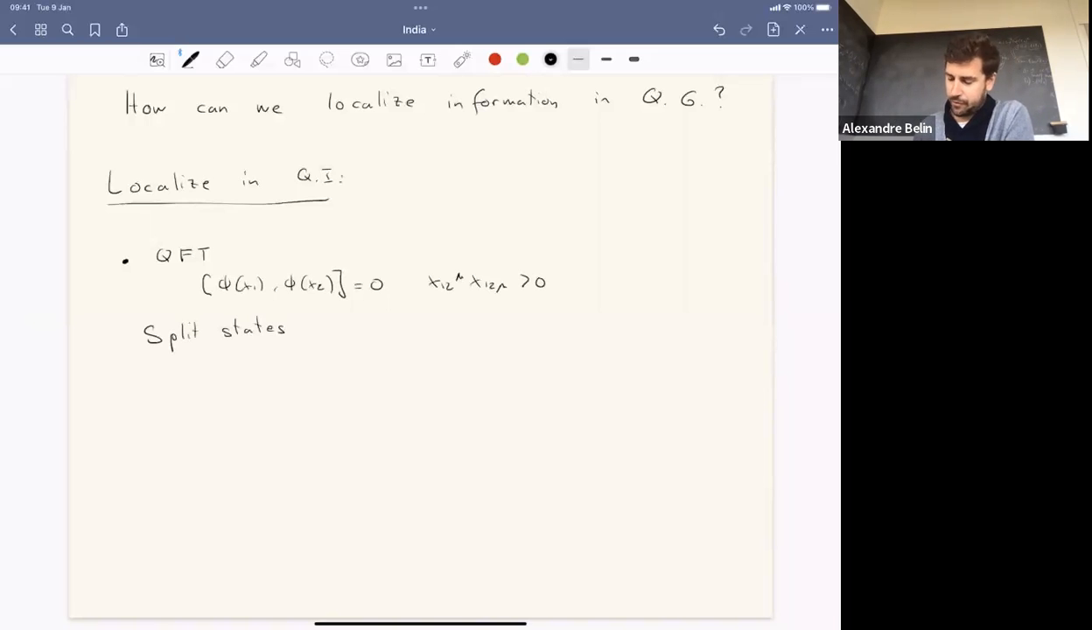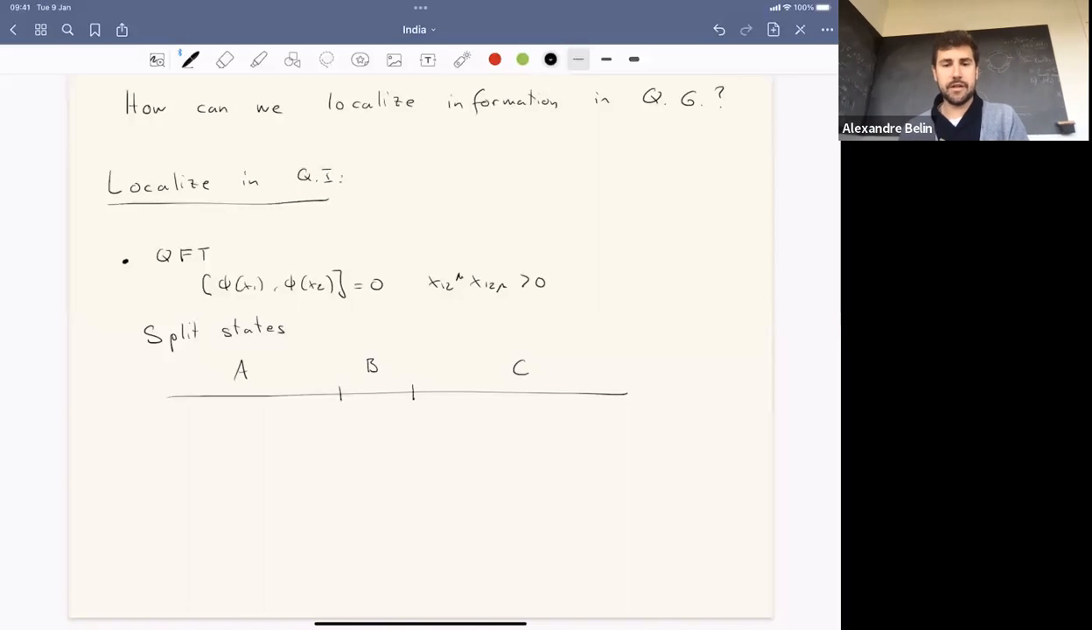So in quantum field theory, if you consider, here are the spatial degrees of freedom, let's consider a time slice, and let's divide it into three regions, A, B, and C. It's a property of quantum field theory that you can construct states called split states that are completely unentangled between A and C. Okay, so these states have the property that they're completely unentangled between A and C.